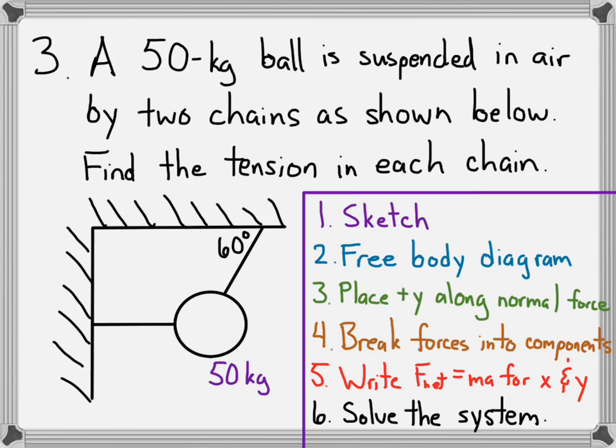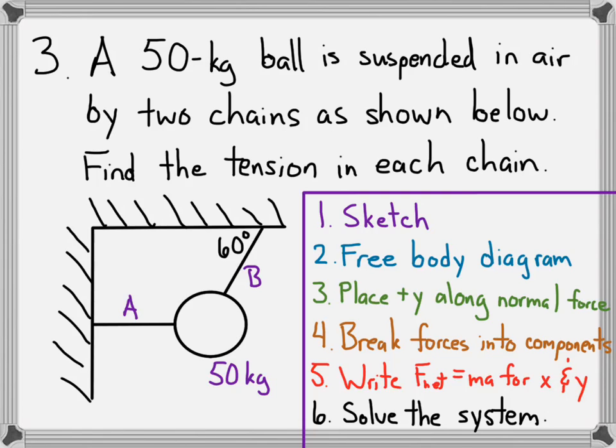Now the fact that I have two chains means I have two tension forces, so I better be able to figure out which chain is which. So I'm going to call this left-hand chain chain A, and the right-hand chain is going to be chain B.